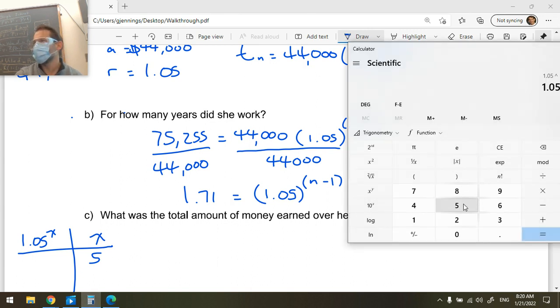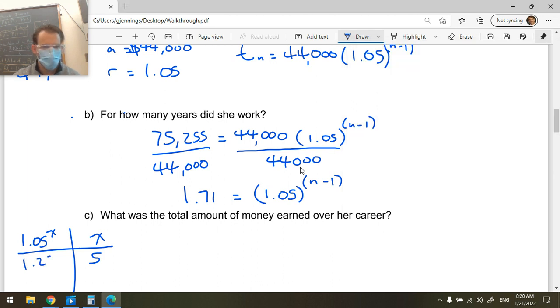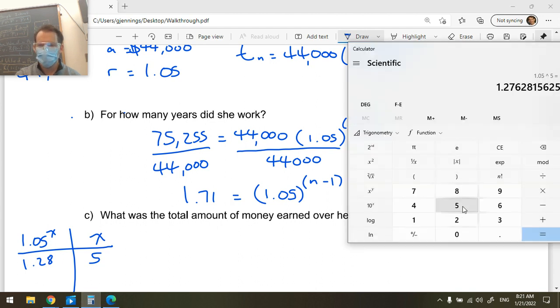That's a reasonable number of years to do a short career for. Raised to the power 5 equals 1.276. So 1.28. Is that too big or too small? It's too small. Yeah, because we want 1.7. So we got 1.2. So what should we try next? Should we try 6 or should we try 10? 10. Yeah, we need to go a lot bigger.